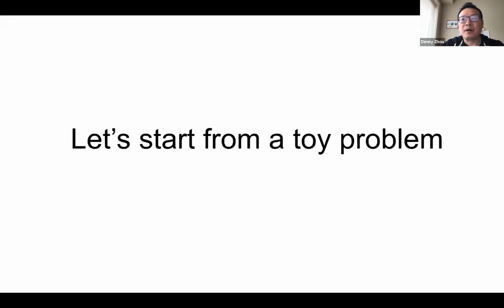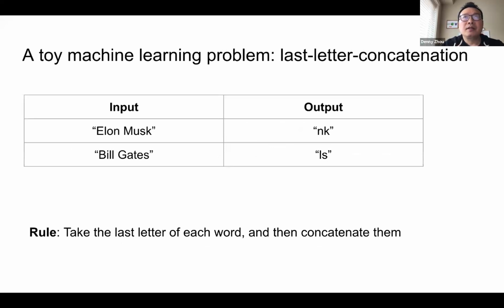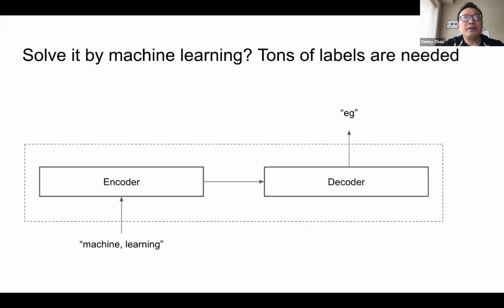Let's start from a toy problem. This problem is called last letter concatenation. Given a person's name as input, the output is the concatenation of the last letters of the first name and the last name. For example, given the name Elon Musk, the output is NK, since the last letter of Elon is N and the last letter of Musk is K. If we want to solve this by machine learning methods, we need tons of labels to train a specialized model.